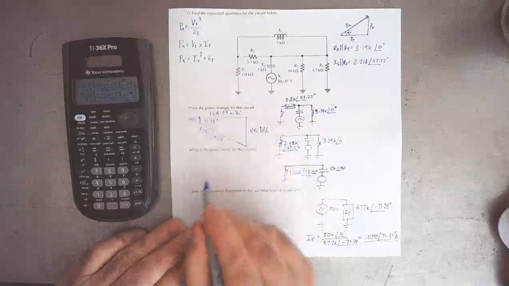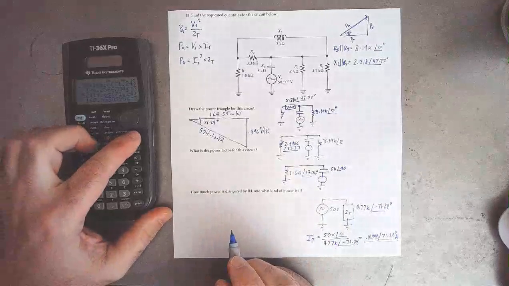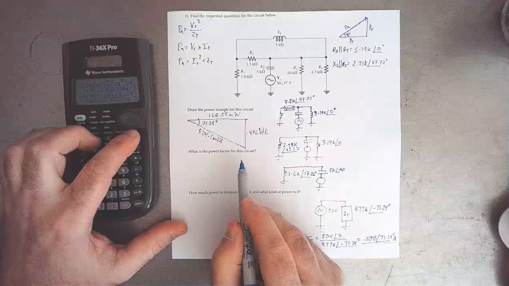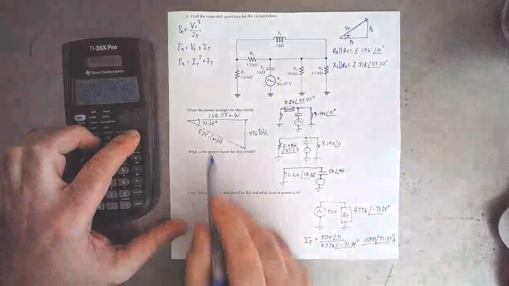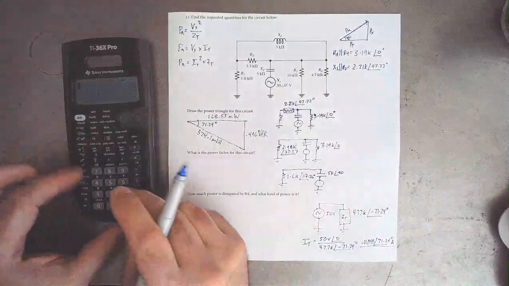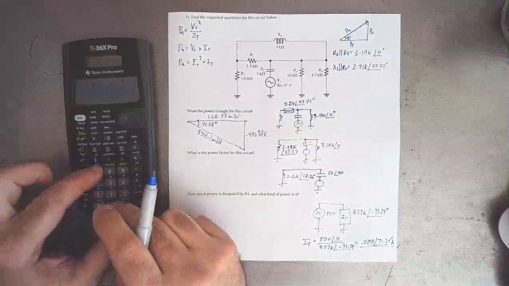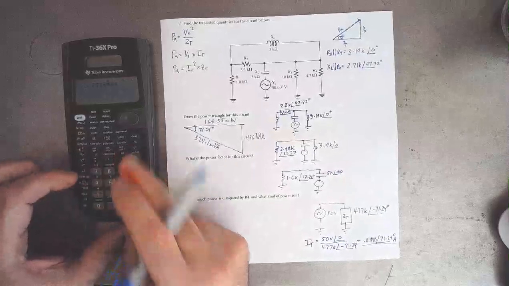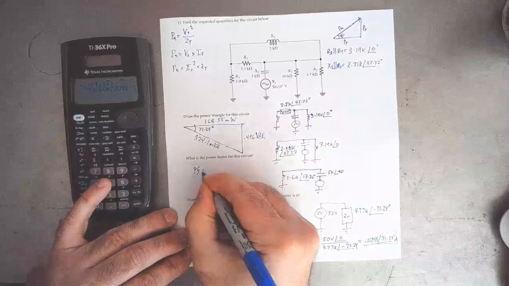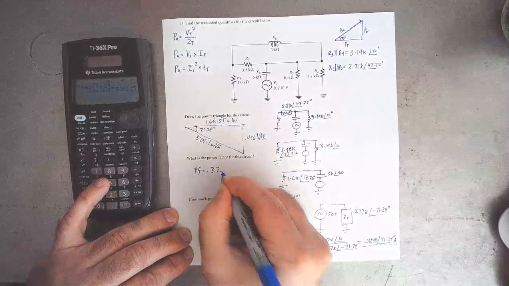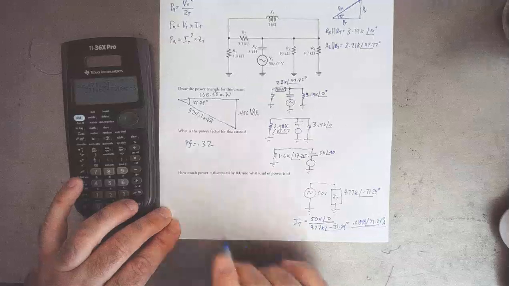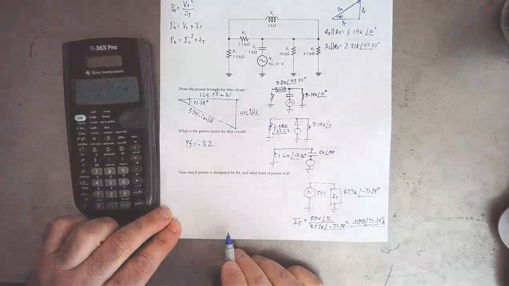Okay, so that is the power triangle for this circuit. What is the power factor for this circuit? Well, the power factor is just going to be cosine of the angle of the impedance, which is minus 71.24. So it's going to be cosine of 71.24 degrees. So the power factor is 0.32 for this, and that does not have units. It's just what the power factor is.